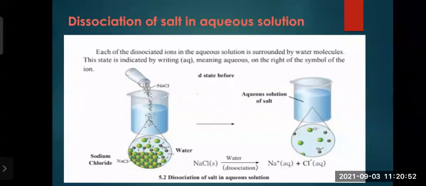Easy to understand, right? And the chemical reaction can be written like this: NaCl in bracket solid, because initially the salt was solid when we were dropping it from the bowl. Then the reaction that took place was dissociation, and we have added the NaCl in water, and what happened? Na plus aqueous is formed and Cl minus aqueous is formed.